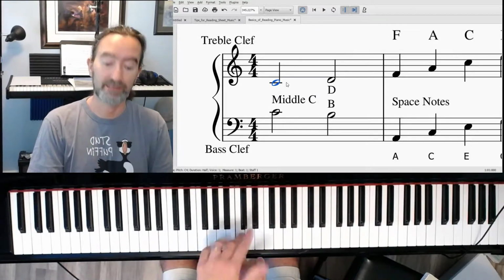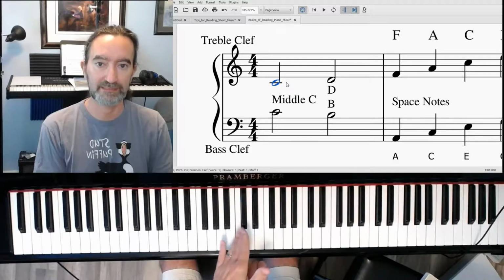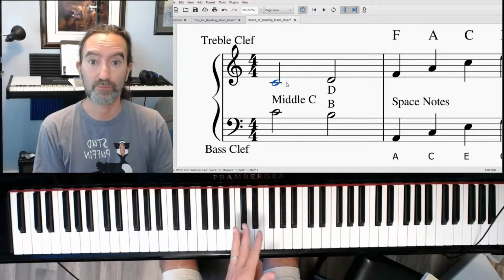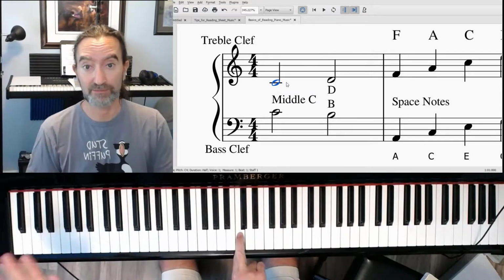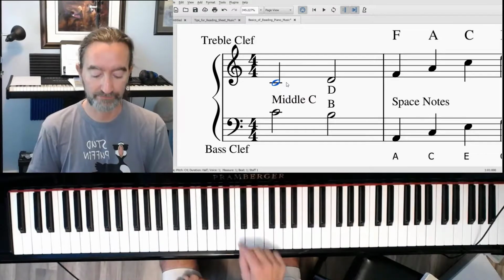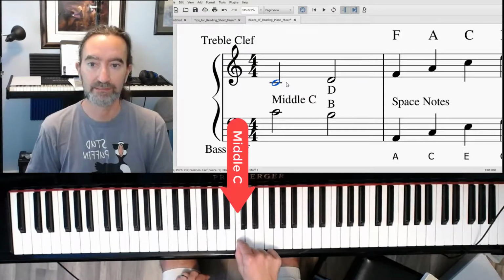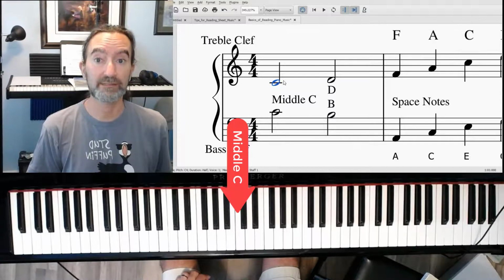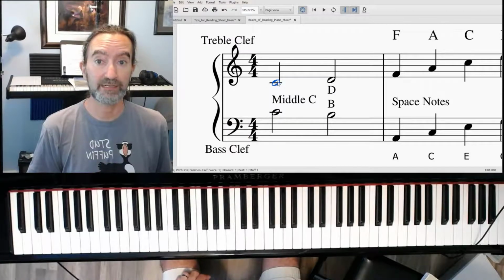Now, if you're not very quickly finding C, keep doing the same lessons that I gave you for this in my lesson 2. It's the second lesson about how to remember the notes on the keyboard. Go back to that one. So there's middle C. And this is what middle C looks like in the treble clef. This line here is called a ledger line.